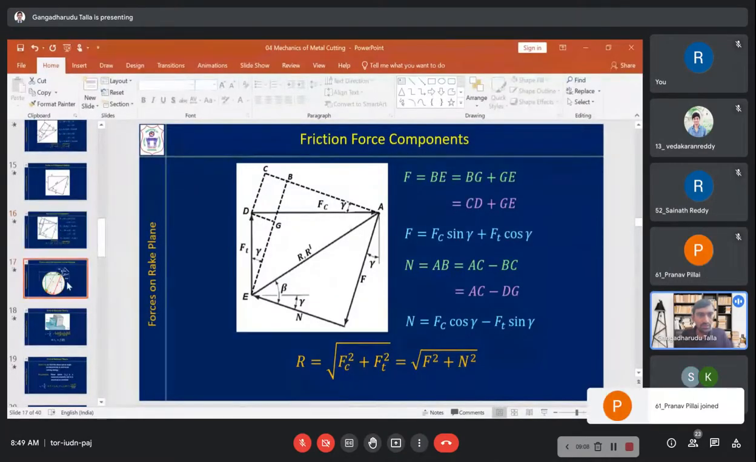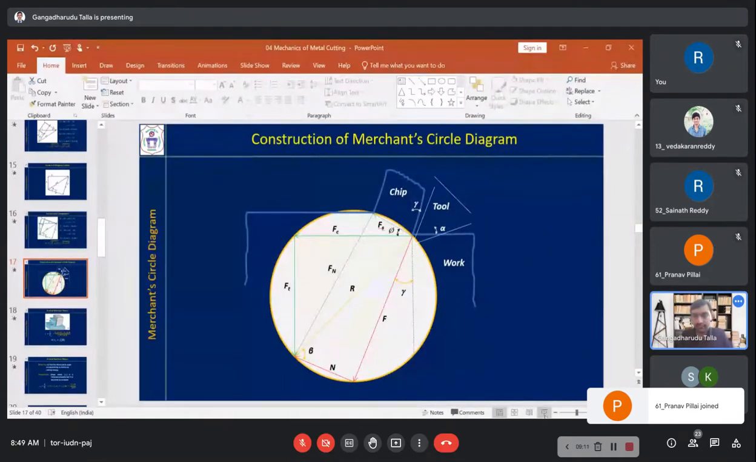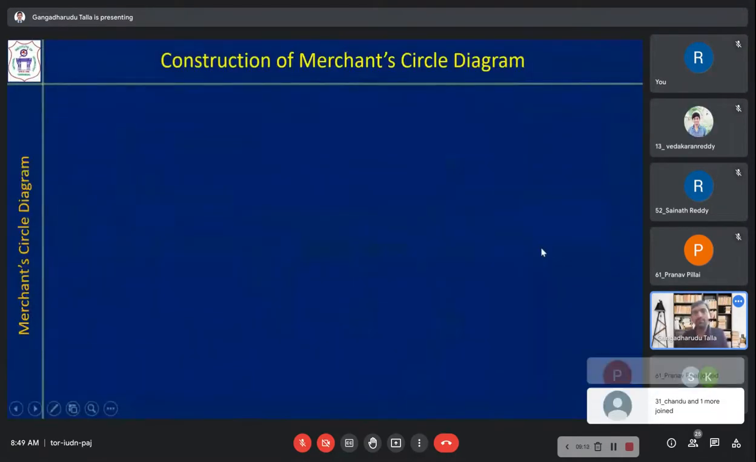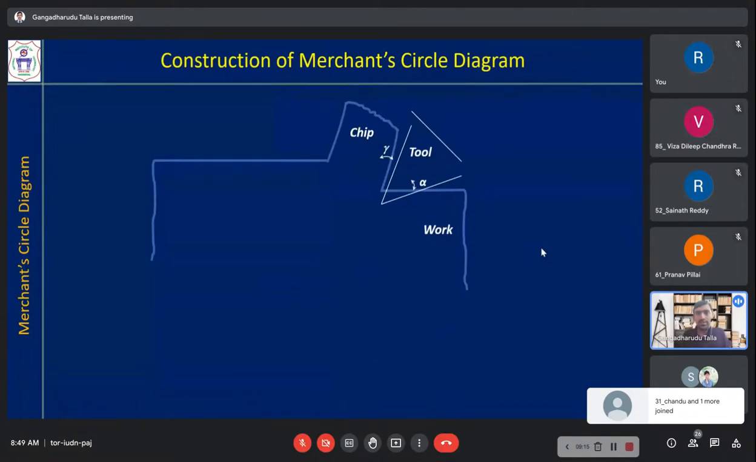So I'll just show this for once. Construction of a Merchant circle diagram is important. In some of the numerical problems, you will be given partial information, and you have to find out the remaining information. Like you will be given the Fc and Ft, and you have to find out what is Fs, what is Fn, what is F, what is N, what is beta, etc.